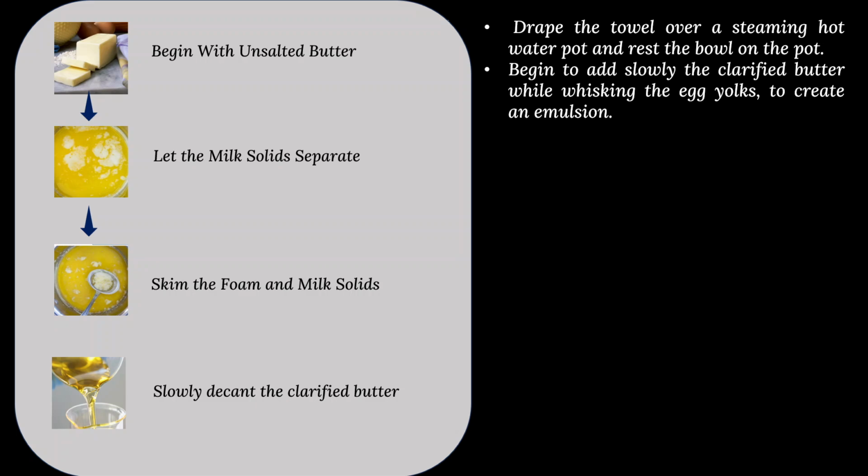We call it decanting. Decanting means there will still be some milk solids precipitated at the bottom. So without disturbing that, you just decant the clarified butter from the top into another bowl. Whatever you receive in the other bowl is your clarified butter. So that is the concept of how we can make clarified butter at home or in our kitchen.